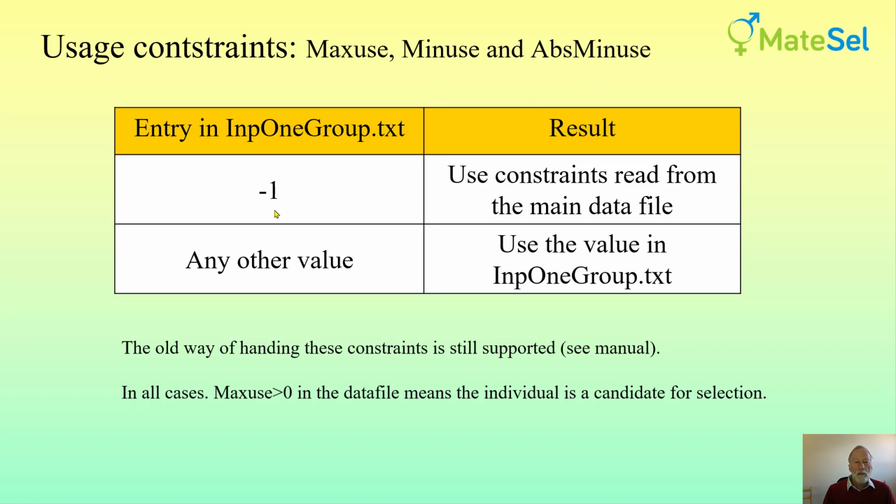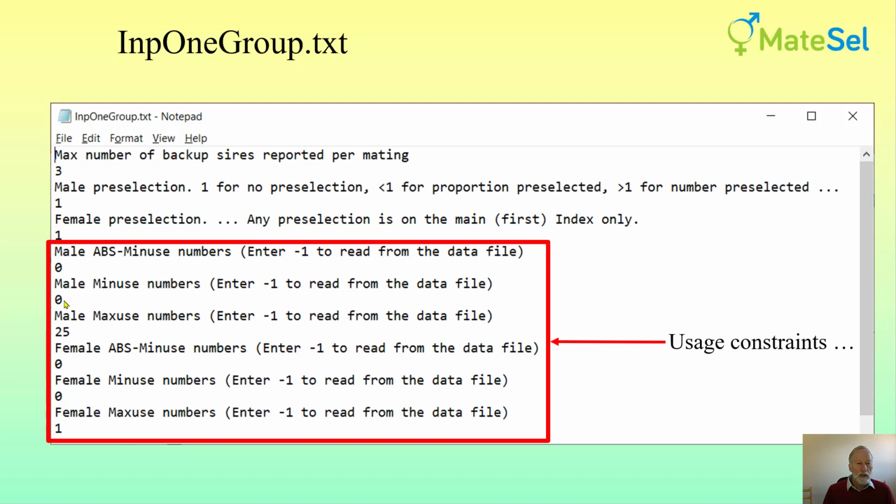So if you enter a -1 in the file, for example, a -1 here, that means that MateCell will look to the data file to get those values. Otherwise, it will use the value which is here, in this case 0 for each of these two minimum uses.